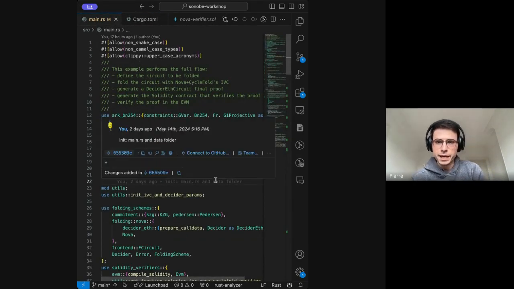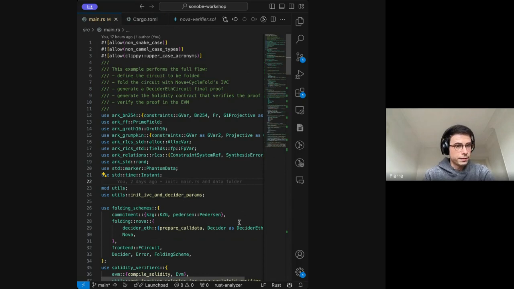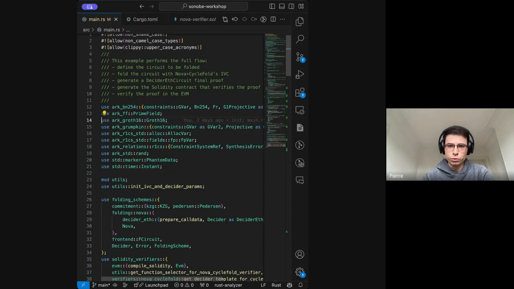Okay, so the main.rs file now. What we are going to do is define a circuit to be folded, fold it with the Nova plus CycleFold IVC. CycleFold is an optimization that was proposed to the original Nova cycle of curves construction. Generate a final proof using the decider Ethereum circuit, generate a Solidity contract to verify the proof on chain, and finally verify the proof in the EVM. So yes, that's the workflow that we are going to go through.